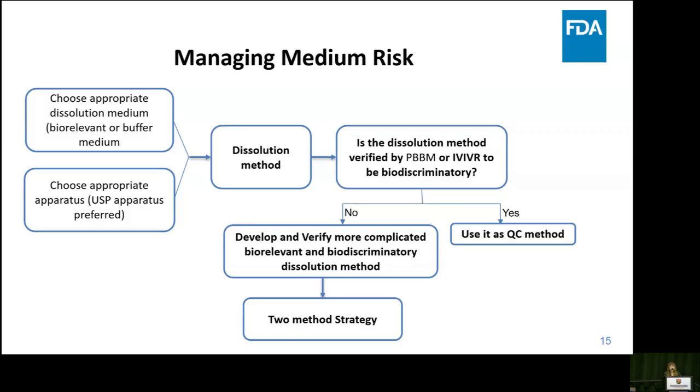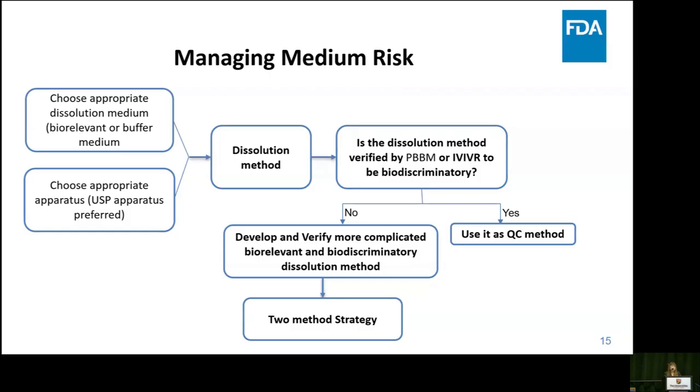Here we are thinking the validation can be done through either PBBM modeling or empirical IVIVR studies. Without this critical validation step, your biorelevant dissolution method is just another in vitro test. It will not become a predictive tool unless you anchor it to clinical outcomes. But for medium risk drug products, we'll consider the verification can come from existing clinical studies, such as a food effect study or comparative bioavailability studies.